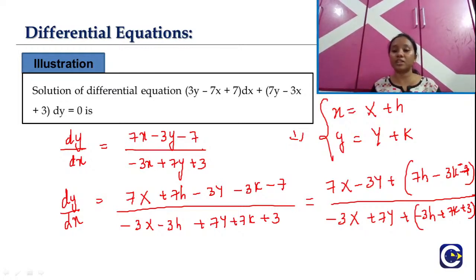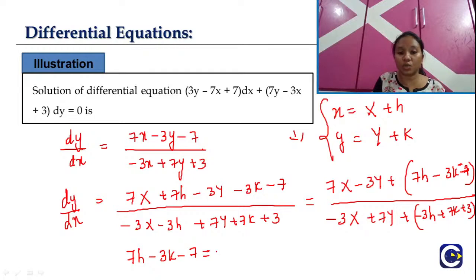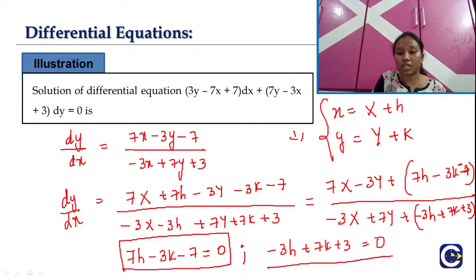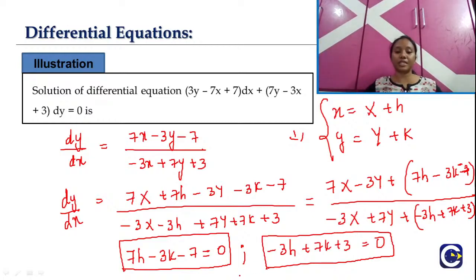So how are we going to find these h and k values? Whatever the constant terms are here will give our equations. 7h minus 3k minus 7 from the numerator must be equal to 0. Same way from the denominator, minus 3h plus 7k plus 3 will be equal to 0. So these two are linear equations in two variables, h and k. We have to solve these two linear equations in order to find the values of h and k. So solve these linear equations and let me know the values of h and k here.